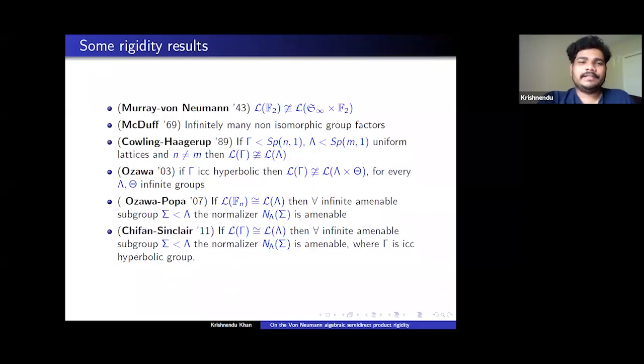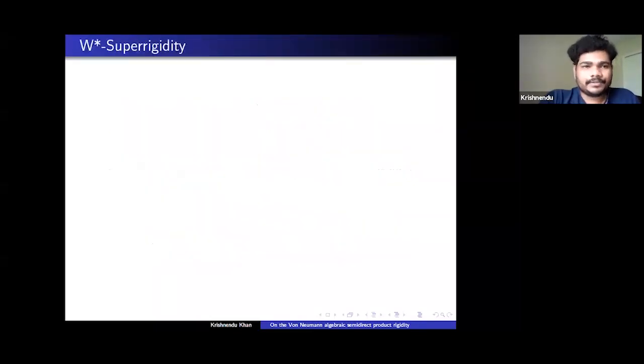And well, in Connes' conjecture, we saw that he conjectured this for every property T ICC group. Now, if you take any group and you impose the property from Connes' conjecture, if any group satisfies that property, you call that group a W-star superrigid group. So let's look at some of the results that I mentioned.